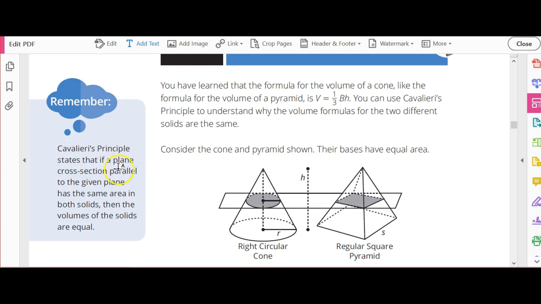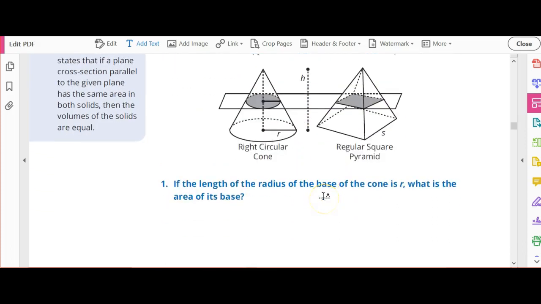Cavalieri's Principle states that if a plane cross section parallel to the given plane has the same area in both solids, then the volumes of the solids are equal. And here it says the bases have equal area. So if the bases have the same area and the cross sections have the same area, then what would Cavalieri tell us? He would tell us if the heights are the same and the cross section of every single slice has the same area, that the volumes would be the same.